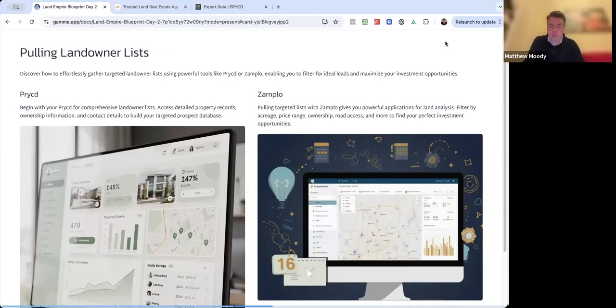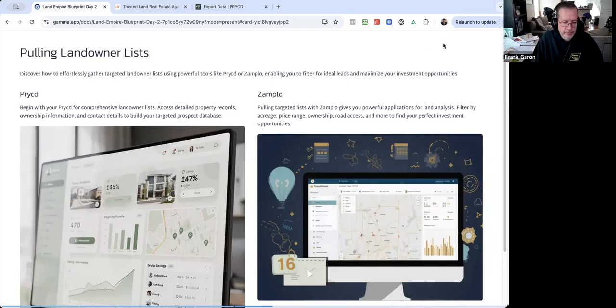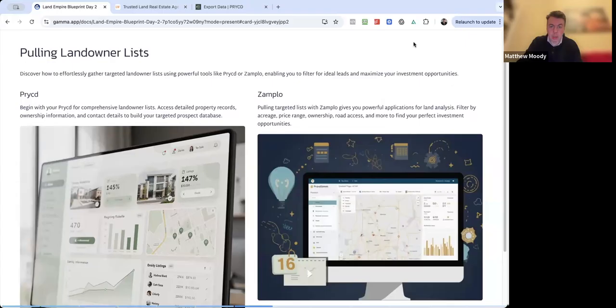Now, there are opportunities. If you get something on the cheap and you're willing to put the time in and take a bit of a punt on things, you can make a ton of dosh. You know what I mean? But we like easy, we like simple, we like rapid. Absolutely. So Zamplo gives you some additional filters that Price doesn't.